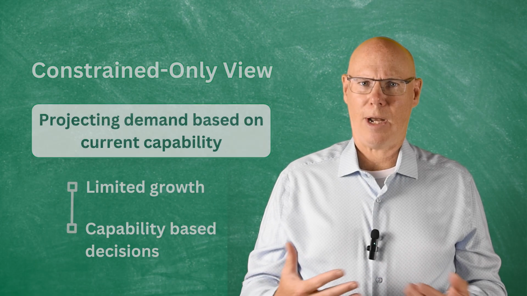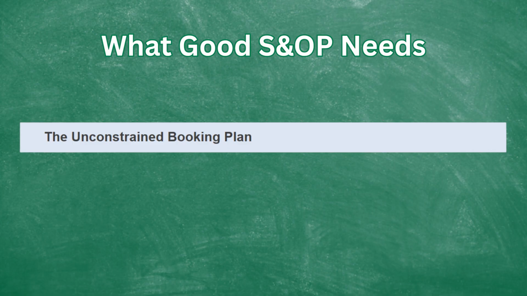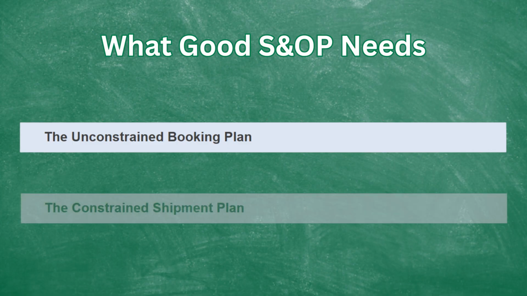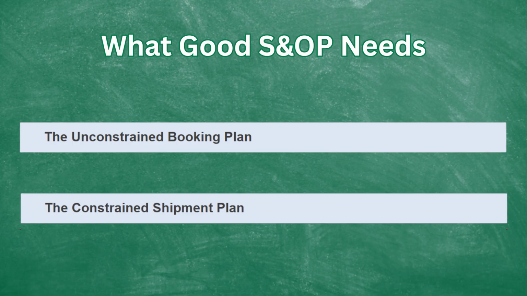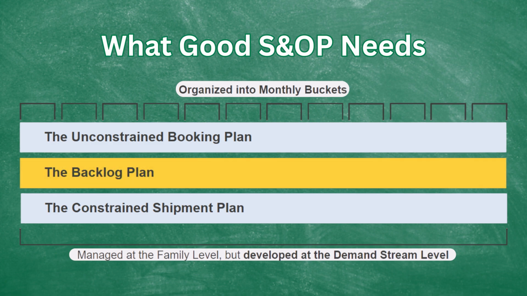How do you make this work, though, in S&OP? Well, first, you need a way to see both incoming orders and outgoing shipments, your inflow and your outflow. This means a demand plan that includes both bookings and shipments. Secondly, you need to have visibility of what's in your bucket. These are the orders that are waiting to be shipped. This is your backlog.